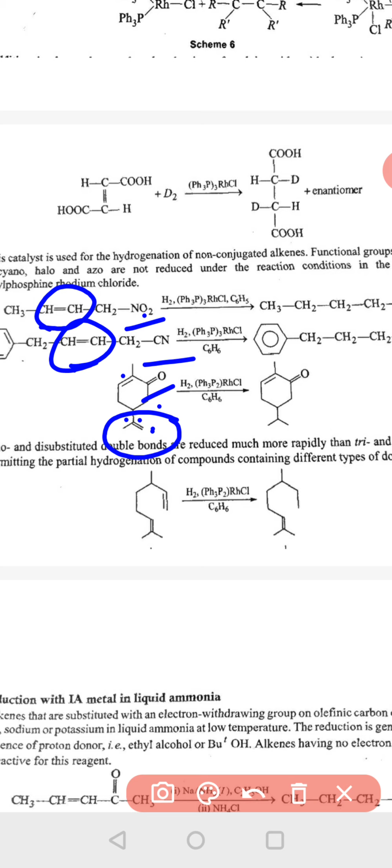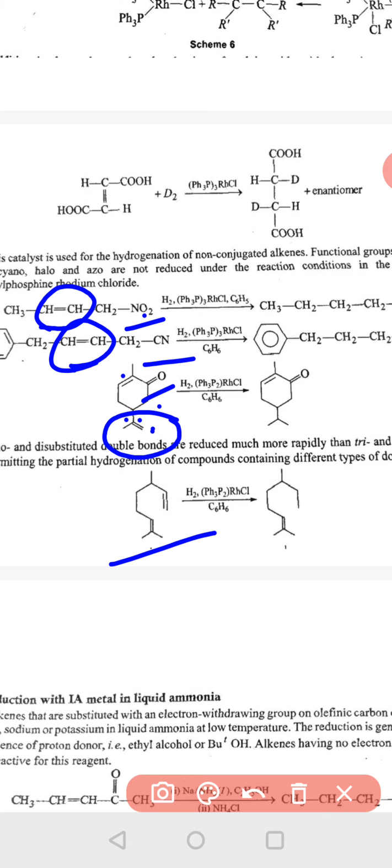Mono and di substituted double bonds are reduced much more rapidly than tri and tetra substituted double bonds, permitting the partial hydrogenation of compounds containing different types of double bonds. This is an example for this.